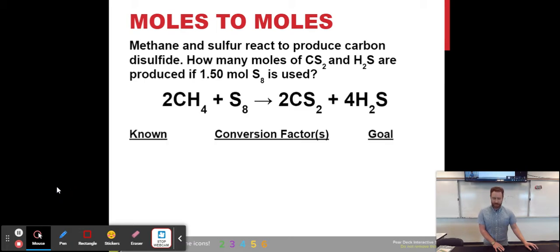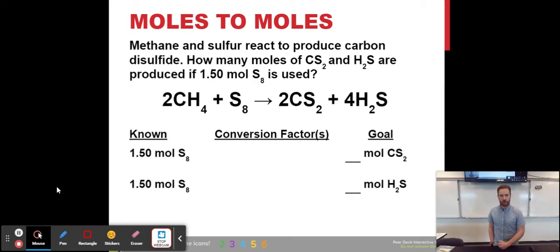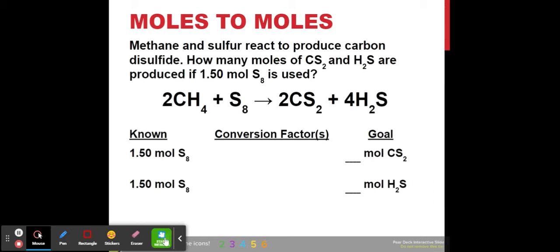Let's do something a little bit more interesting. Methane and sulfur react to produce carbon disulfide. How many moles of CS2 and H2S are produced if 1.5 moles of S8 is used? I'm asking you to do two different calculations here, one for CS2 and one for H2S. In both cases, what you know is that you have 1.5 moles of S8, and your goal is to figure out how many moles of that other thing you're going to have. So, give this a shot. I will disappear. Press play when you're ready.